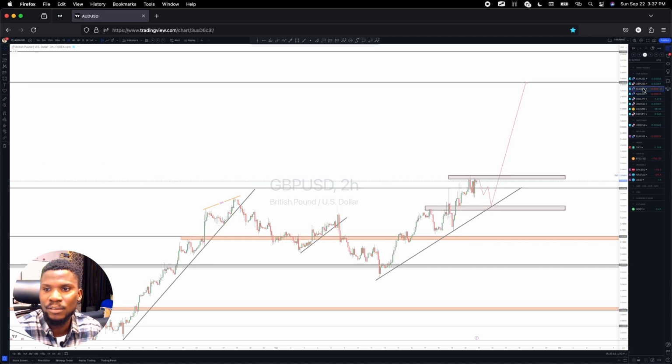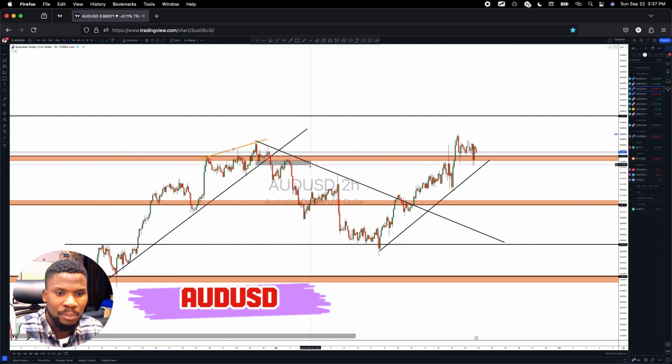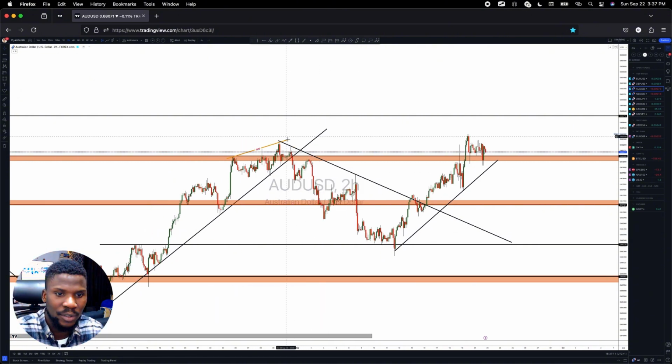So moving forward, let's go to Aussie dollar. So this is Aussie dollar right here. Aussie dollar seems a bit rough, to a large extent. So I'm gonna delete all of this. The counter trend trade is over.